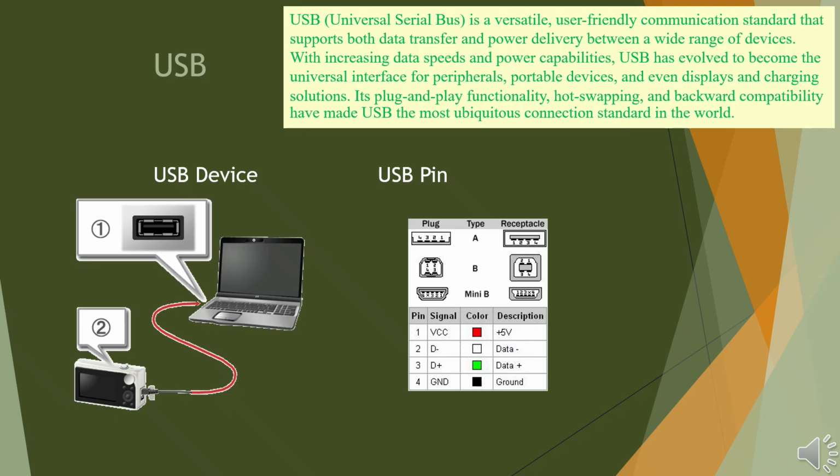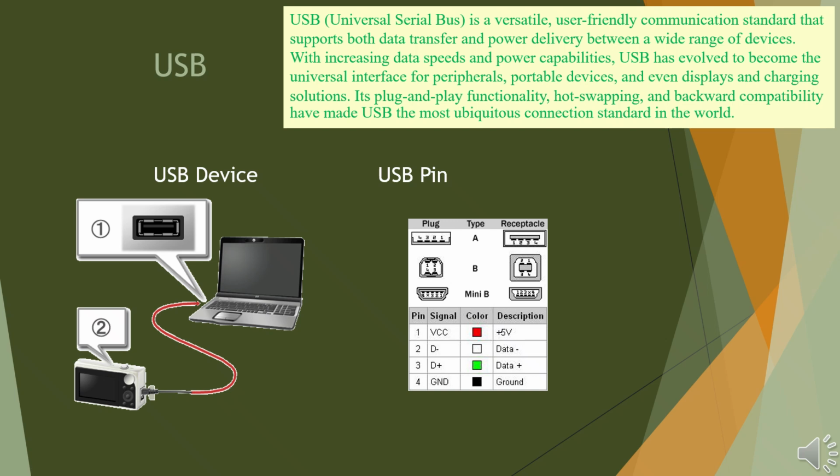USB 1.0, 1996. Up to 12 megabits per second. USB 2.0, 2000. Up to 480 megabits per second. Still common today for many microcontrollers. USB 3.0/3.1/3.2. Introducing the blue connectors and SuperSpeed transfer up to 20 gigabits per second. USB 4, 2019. Leveraging Thunderbolt 3 technology, reaching over 40 gigabits per second with reversible Type-C connectors.